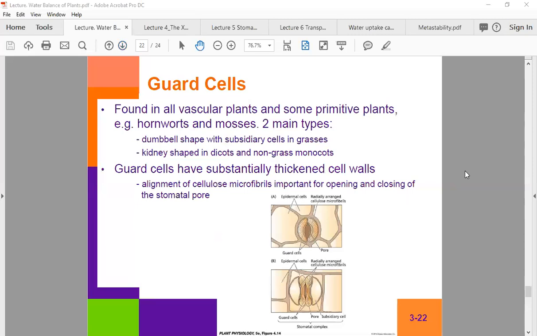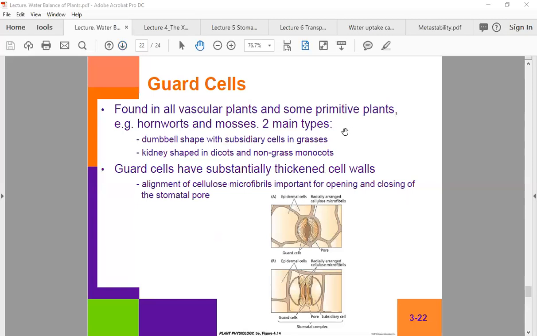All right, and you'll be doing a very nice prac during your prac workshop where we look at stomata opening and closing. I'm looking forward to that particular prac, particularly in response to application of a particular plant hormone. Very interesting prac.